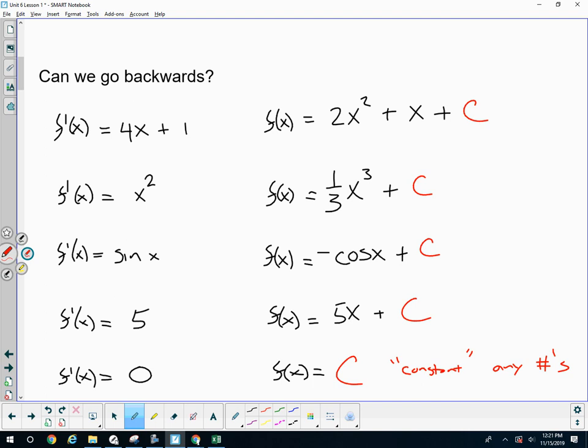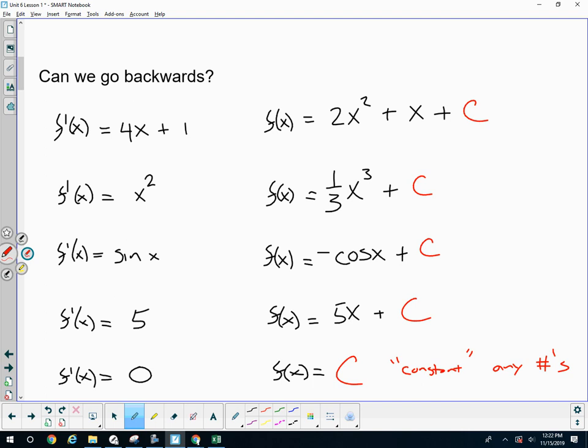And now, this is correct. Now, what is c? I don't know. Depends. It could be something. It could be nothing. It depends on what other information we're given. Right now, we're just told, what could a function be whose derivative is 4x plus 1? Well, your function could be 2x squared plus x plus anything, and its derivative is 4x plus 1. So we solved the problem.